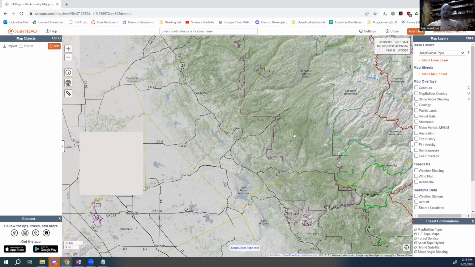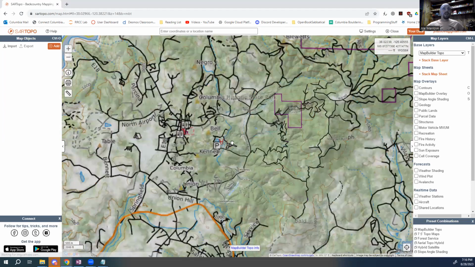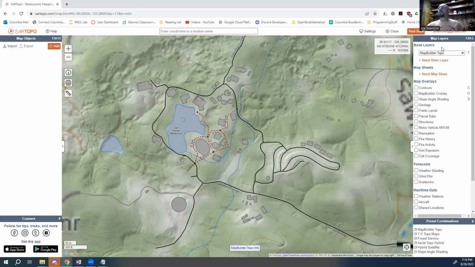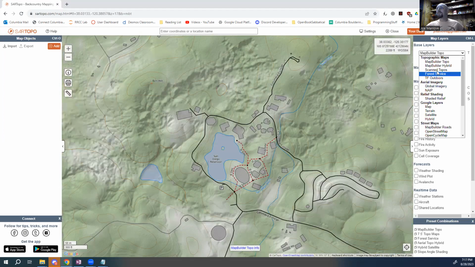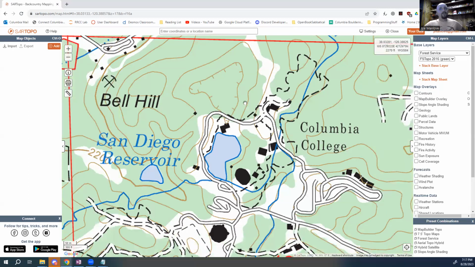So let's go find campus here. Let's see, what am I looking at here? There's Sonora, there's Columbia. Oh, there's campus right here. Okay, so here's campus. I'm going to turn this to, oh, those are kind of ugly looking. Let's turn it to Forest Service topos. Okay, so this is Forest Service topo maps.